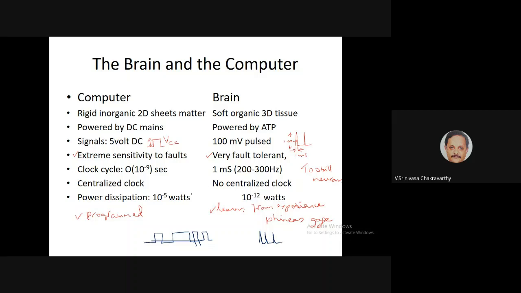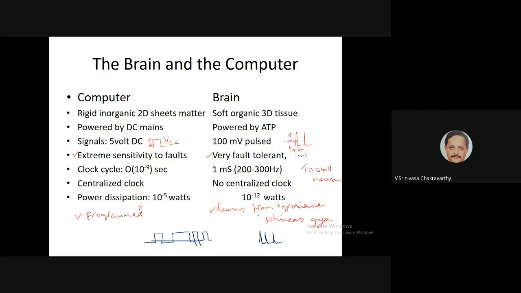But one area where the brain really beats the computer is power dissipation levels, right? 10 power minus 5 watts in a computer per bit, whereas in a brain, it is estimated to be 10 power minus 12 watts per binary operation.